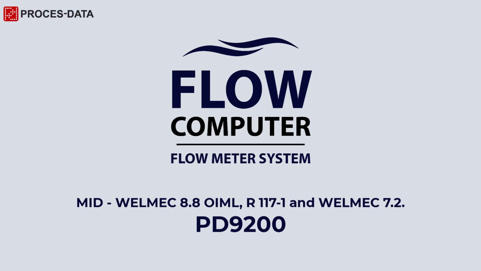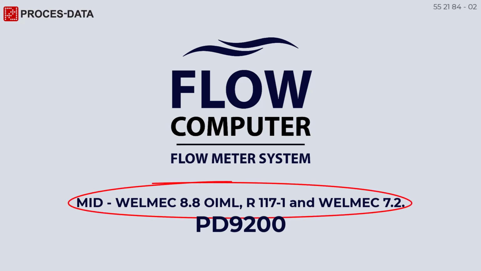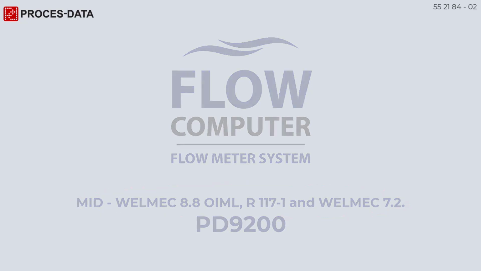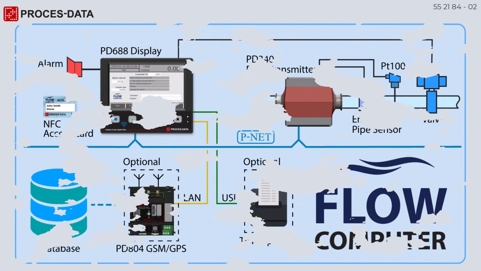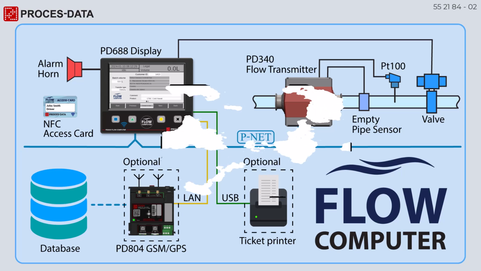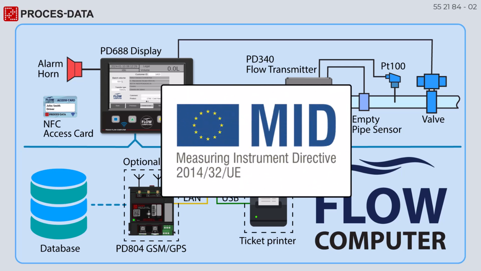The flow computer from Process Data can be used with an MID type approval in accordance with WELMEC 8.8, OIML R117-1 and WELMEC 7.2. MID is an abbreviation for Measuring Instruments Directive and is a European standard, which is also very often used in other parts of the world, since it indicates a quality stamp for accurate and precise measurements.